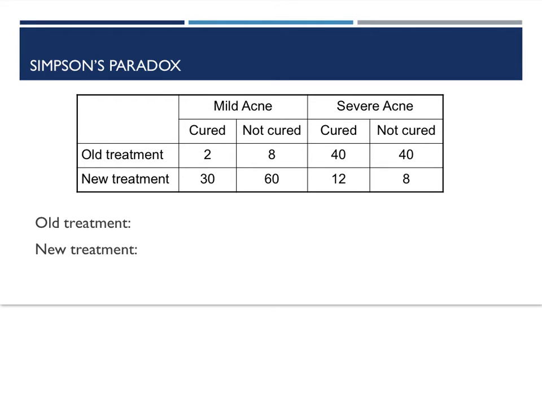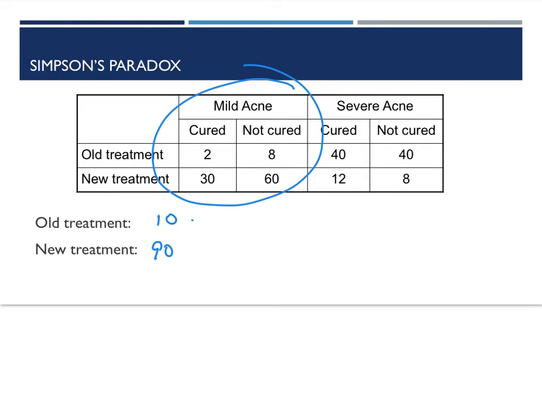If I look just at the mild acne people for a minute, the old treatment, only 10 people took the old treatment versus 90 people took the new treatment. Well, what does that mean? How do I compare 10 people to 90 people? Unless I change it to percentages, I really can't.